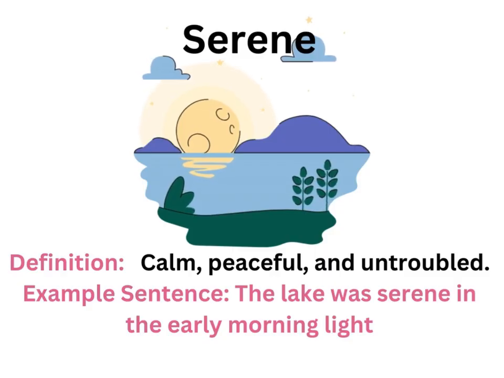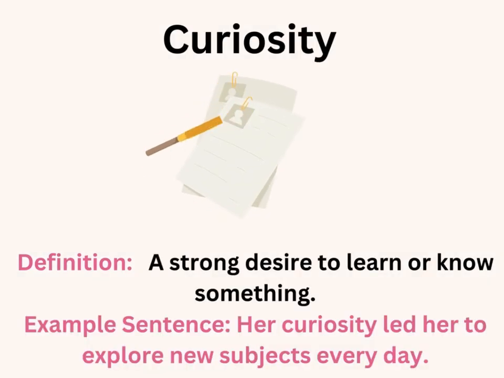Serene. Definition: calm, peaceful, and untroubled. Example sentence: the lake was serene in the early morning light. Curiosity. Definition: a strong desire to learn or know something. Example sentence: her curiosity led her to explore new subjects every day.